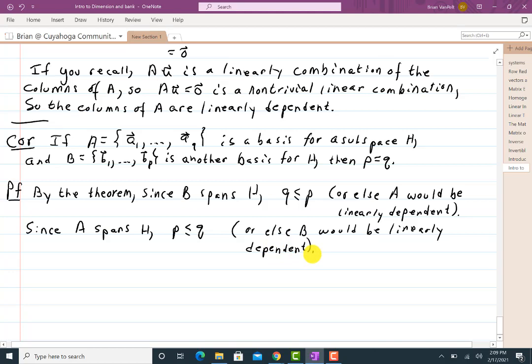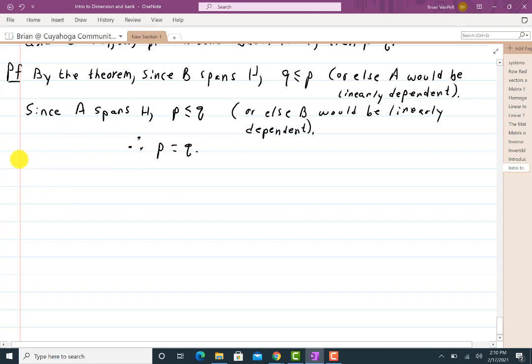So when you have a situation like this, Q is less than or equal to P, and P is less than or equal to Q, you have no choice but to conclude that P equals Q. Since we now know that every basis has the same number of vectors, we can define the dimension.